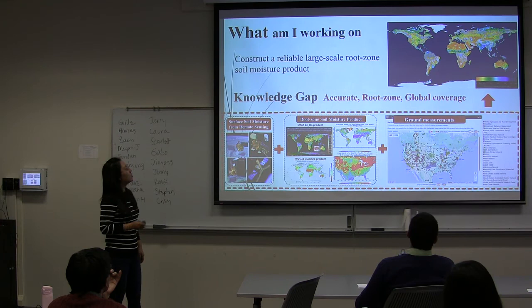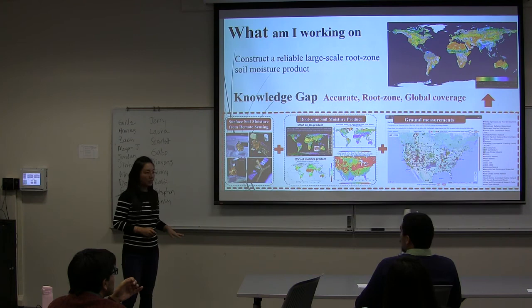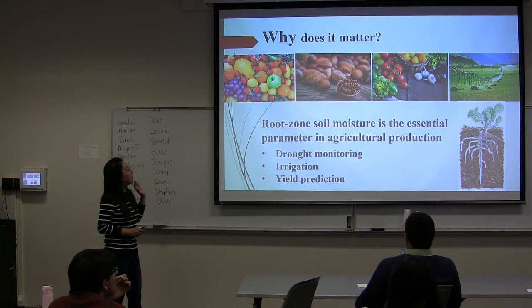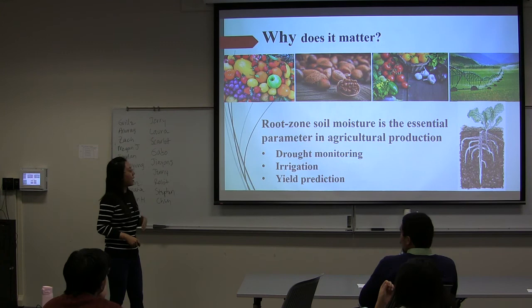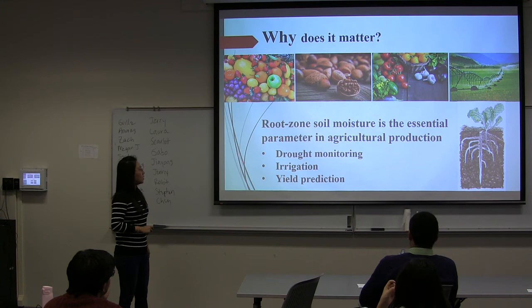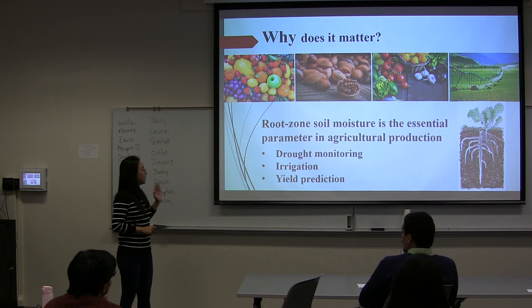And this work is very meaningful in multiple aspects, especially in agriculture, because all the crops, fruits, and vegetables need soil moisture to grow. And especially root-zone moisture is very critical for agricultural production. If we can have an accurate root-zone moisture product, then we can have very good early warning of agricultural drought, and we can plan and manage irrigation very efficiently. And most importantly, we can have yield prediction more accurately.